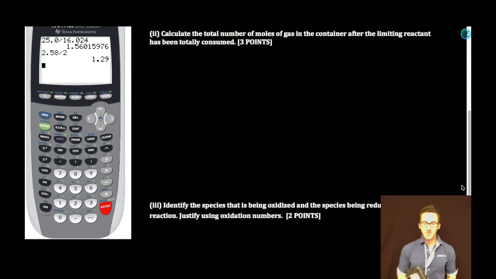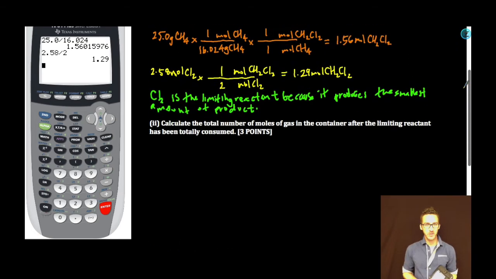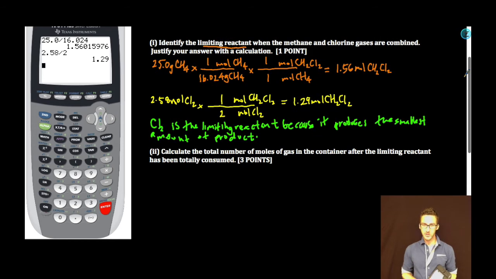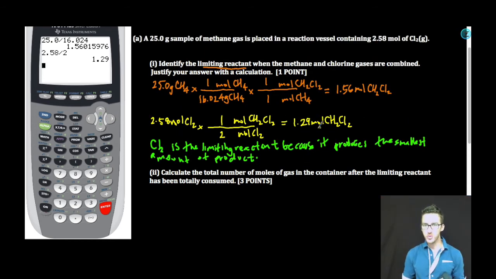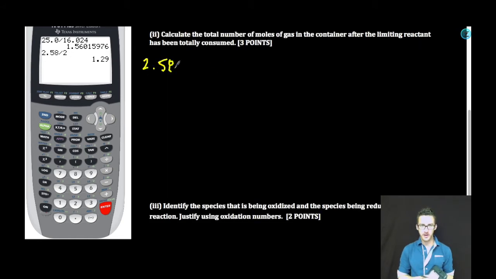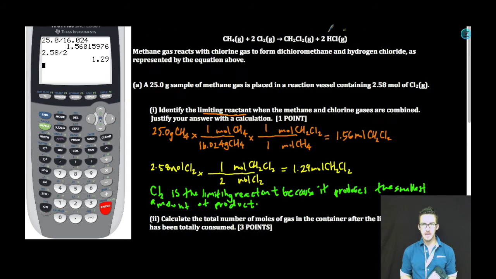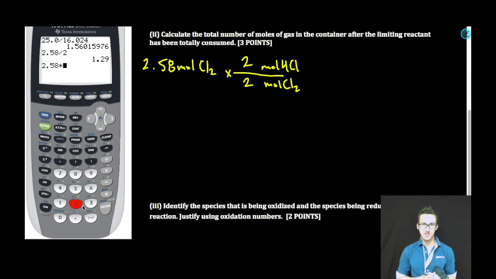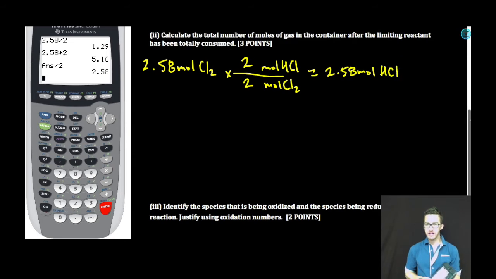Let's keep going. Next, we got A part II. Calculate the total number of moles of gas in the container after the limiting reactant has been totally consumed. All right, so it's important here that you think back to an earlier step. We've identified chlorine as the limiting reactant. Additionally, I already know that I'm going to make 1.29 moles of dichloromethane gas. However, that 2.58 moles of chlorine is also going to make some hydrogen chloride gas. As you look at the equation, the relationship between chlorine and hydrogen chloride is 2:2. So 2.58 times 2 divided by 2. That was a waste of time. 2.58 moles hydrogen chloride.